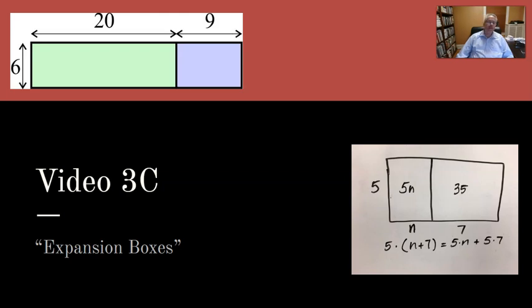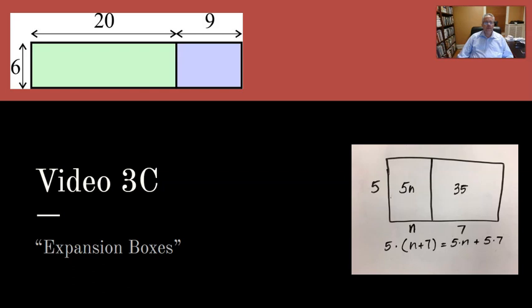Welcome to video 3C. In this video, we're going to talk about expansion boxes. Expansion boxes are a way of using geometry to understand the distributive property. It's also known as the area model for multiplication, and that's something that comes up later in algebra. So it's good to see it now, and it helps a number of people to distribute correctly. So let's see what it is.